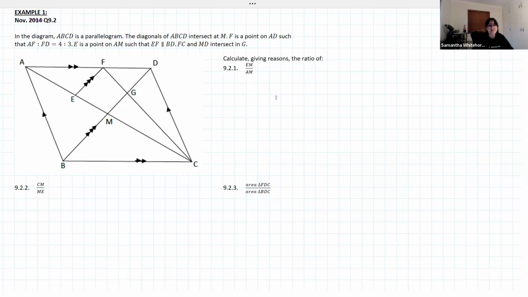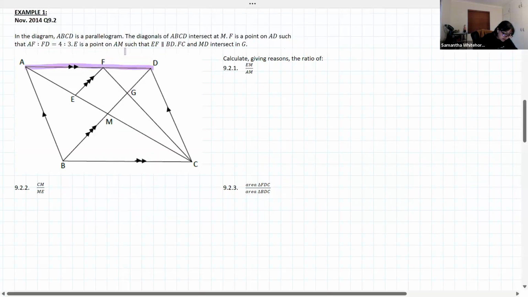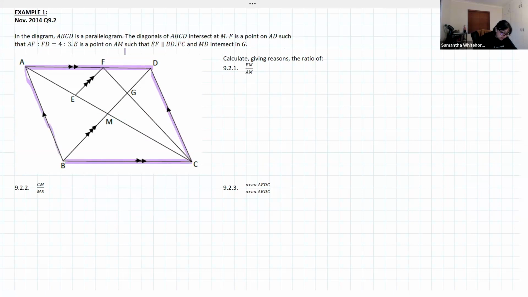So there's a fair amount of information going on here. So let's break down what we have. The first bit of information we were told is the fact that we're working with a parallelogram. So ABCD is a parallelogram. I'm going to highlight that in purple. I know it seems a bit silly, but knowing what's what is really important to answering your questions. So ABCD is a parallelogram. The diagonals intersect at M. That's fine. We can see point M. We've got no problem there.